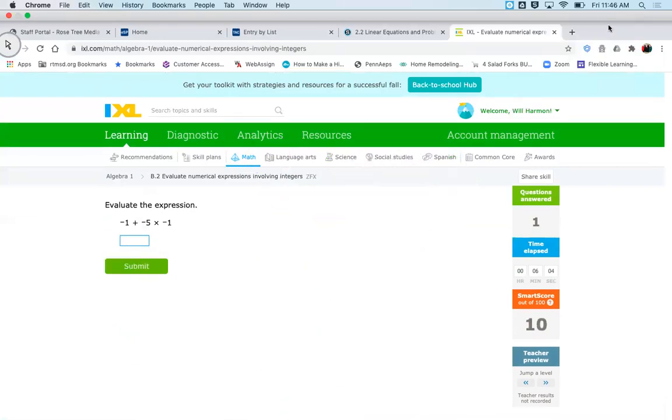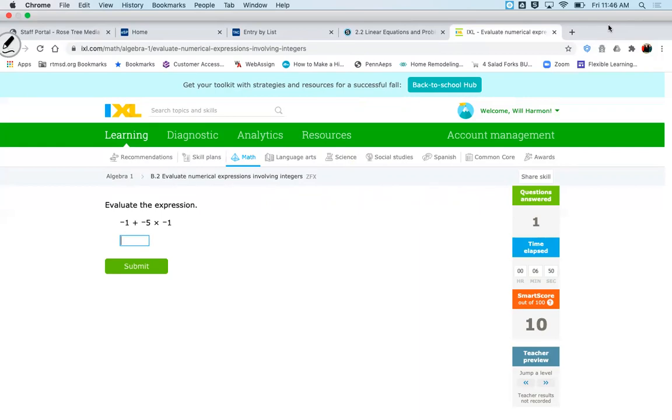So Nate, what's the first thing we need to do in this problem? What'd you say, Nate? The first thing we're going to do is add the negative 1 to the negative 5. Now, did you say, please excuse my dear Aunt Sally? PEMDAS, right? No, that's my bad. We got to multiply first. That's right.